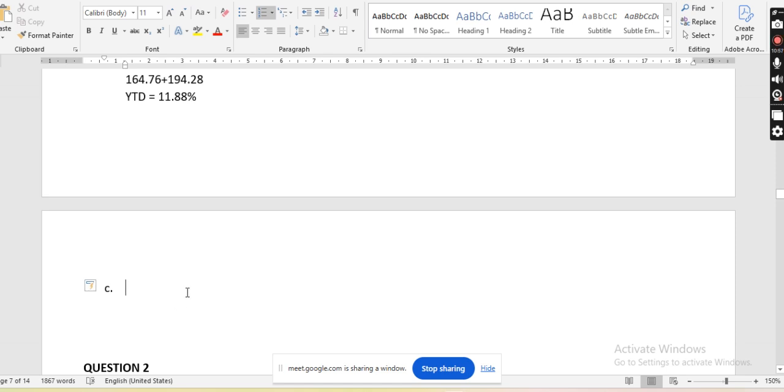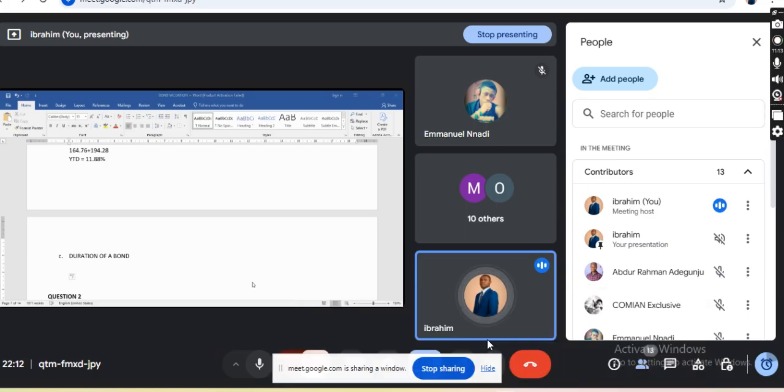Now, part C of this question says duration of a bond. Class, if I want to calculate the duration of the bond, what are the things I need to take into consideration? What are the things I need to take into consideration if I want to determine the duration of a bond?